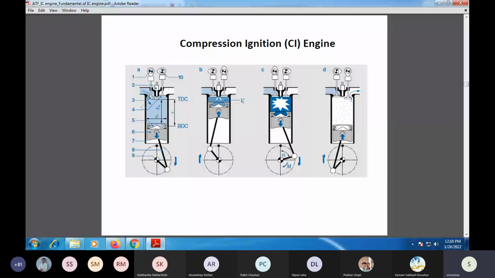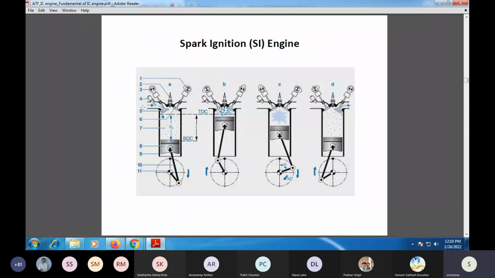Now let us discuss this one. The second difference, the most important difference that you have observed, is the shape of the piston, which we have also discussed when we were discussing the different parts of the IC engine.